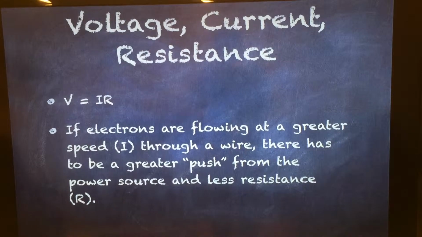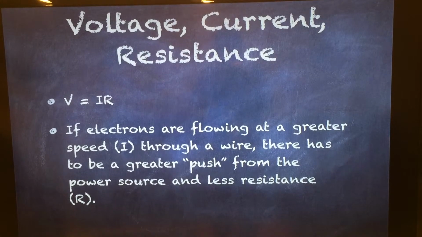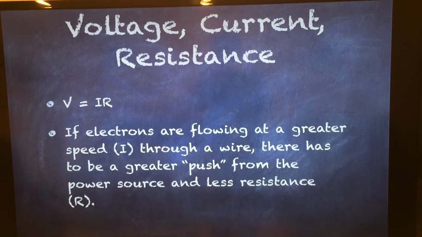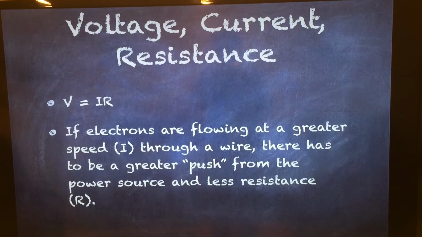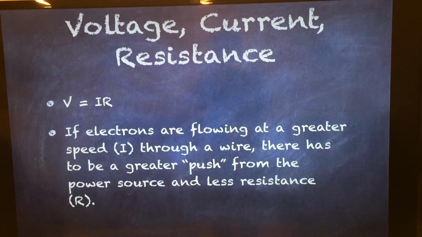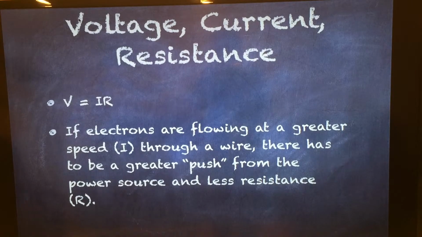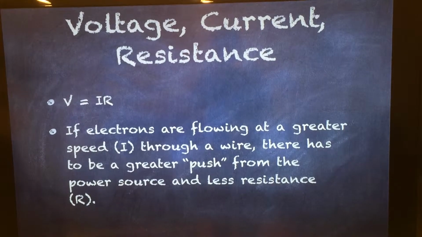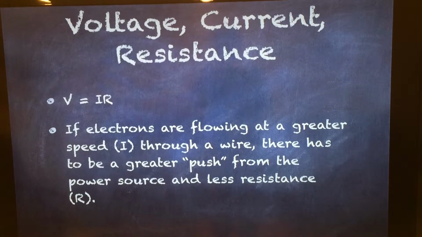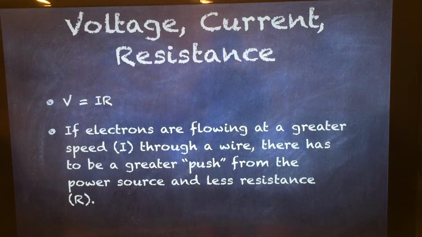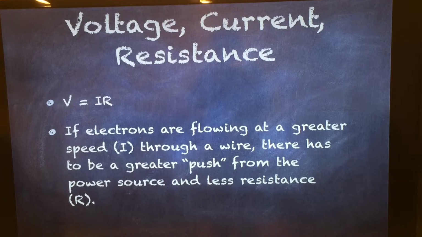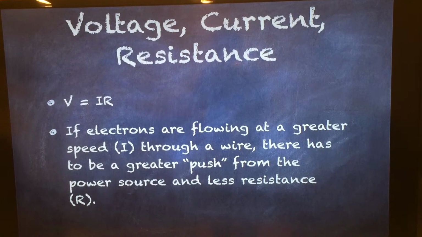Voltage, current, and resistance have an interesting relationship. The voltage is equal to the current times the resistance. This essentially means that if electrons are flowing at a greater speed through a wire, there has to be a greater push from the power source and less resistance. Think about this in terms of our water analogy. If the water is flowing with a greater speed through the pipe, there has to be more pressure, which would increase the speed. And similarly, there would also have to be less resistance so the water can continue to flow at a good speed.